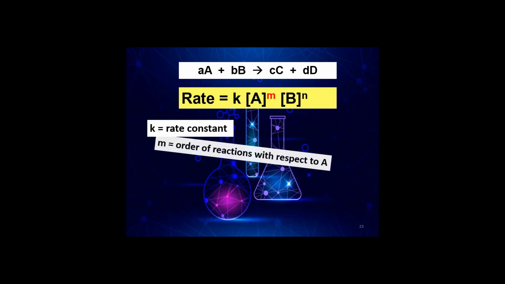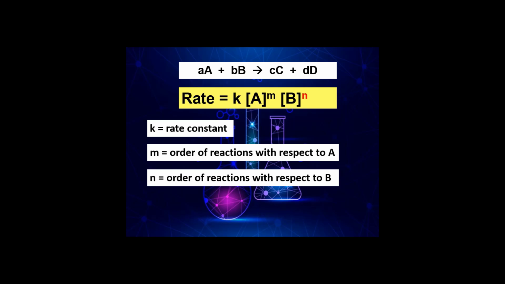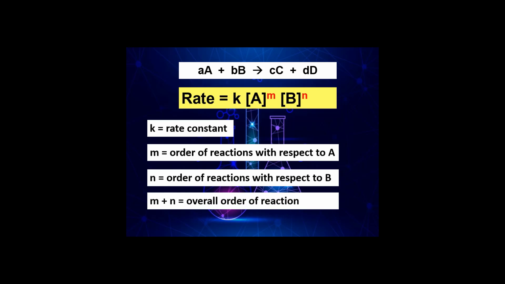m is the order of reaction with respect to A. n is the order of reaction with respect to B. Reaction orders are not related to the stoichiometric coefficients from the chemical equation and must be determined experimentally. m plus n is the overall order of reaction.